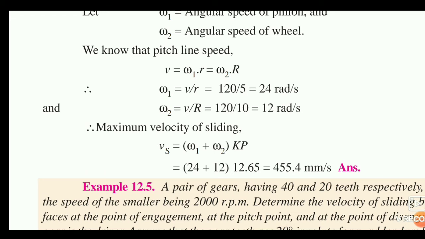So you will get omega 1 and omega 2, and the maximum velocity of sliding formula is Vs equal to omega 1 plus omega 2 into KP. KP is the path of approach. So substitute the value, and you will get the final answer. So this is another type you can expect.